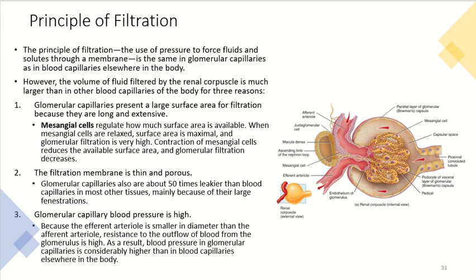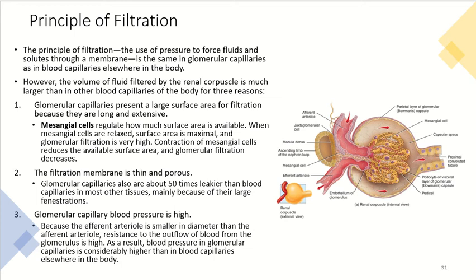The first is that the glomerular capillaries have a very large surface area for filtration, because they are long and extensive. The mesangial cells regulate how much surface area is available. When these cells are relaxed, the surface area is maximized and glomerular filtration is able to be quite high. The contraction of these mesangial cells reduces the available surface area, and glomerular filtration then decreases.